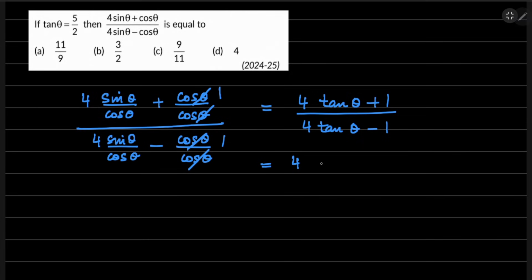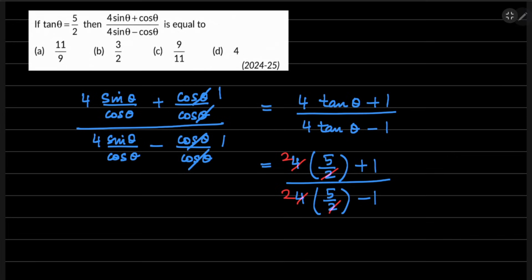So let's substitute. So 4 multiplied by 5 by 2 plus 1, whole divided by 4 multiplied by 5 by 2 minus 1. So if you can cancel it out, 2 2s are 4. So this will be equal to 5 2s are 10 plus 1 divided by 10 minus 1, which is equal to 11 by 9, the correct answer. Option number A is the right answer. Let's move on to the next question.